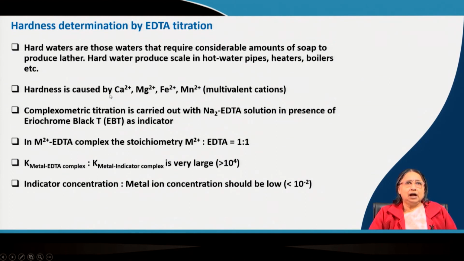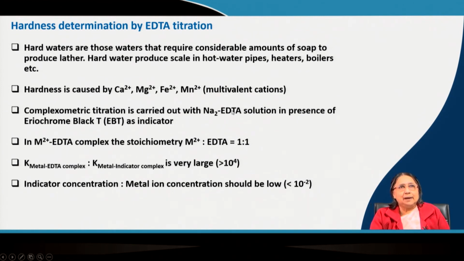Now, when we determine the hardness, that is, we determine the calcium magnesium ions, then we use the indicator which is called Eriochrome Black T, EBT. Okay. And we do the titration with the disodium salt of EDTA. Many people say that we do the titration with EDTA, but it is not true, because EDTA is not soluble. Okay. It is a weak acid. We all know that weak acids are weak electrolytes. So, they do not get solubilized in water. That is why we use the disodium salt or tetrasodium salt of EDTA.